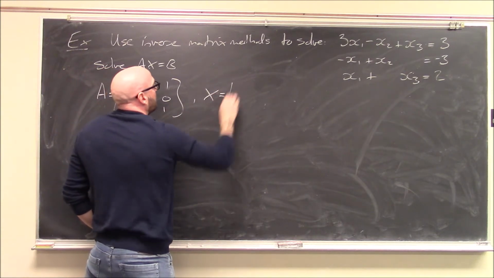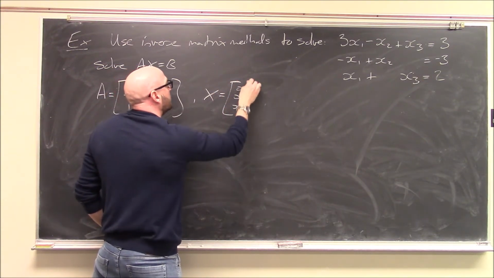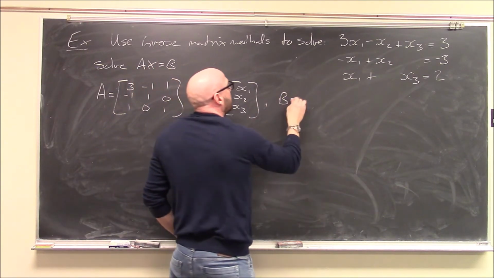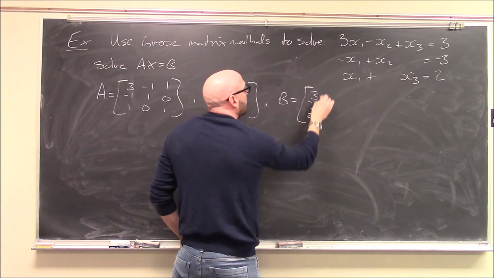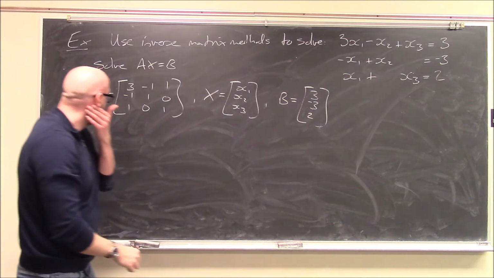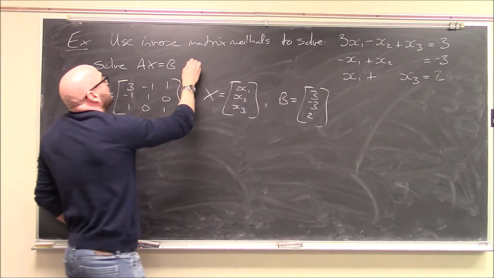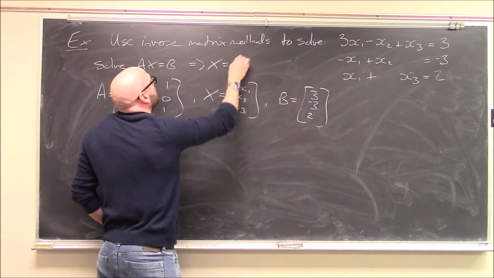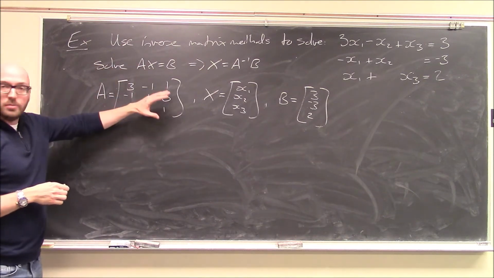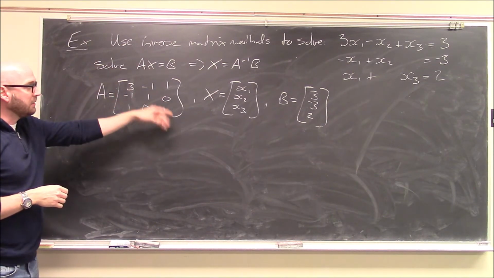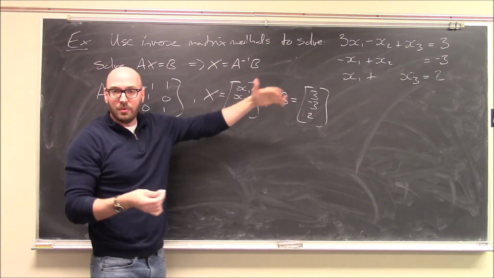X is just our unknown column matrix, x1, x2, and x3. It's the variables. And B is everything on the right-hand side, 3, minus 3, 2. So our solution is going to be x is A inverse times B. If this was 2x2, we would just use our formula, very quickly write down the inverse of our 2x2 matrix A and solve for x, and we'd be done.